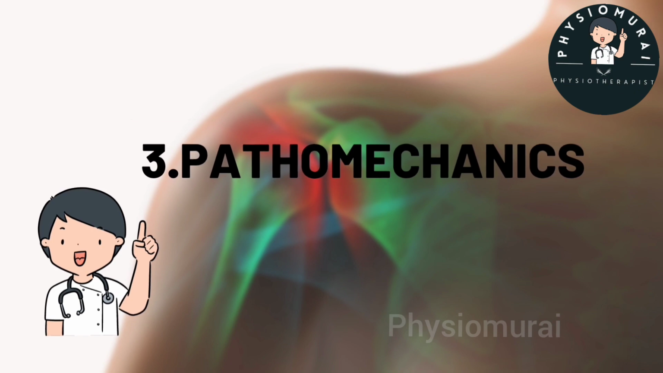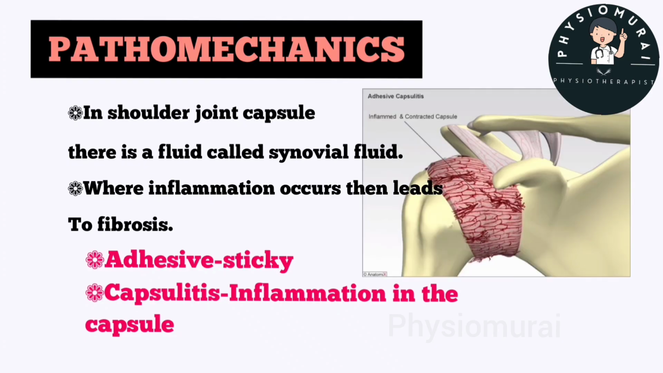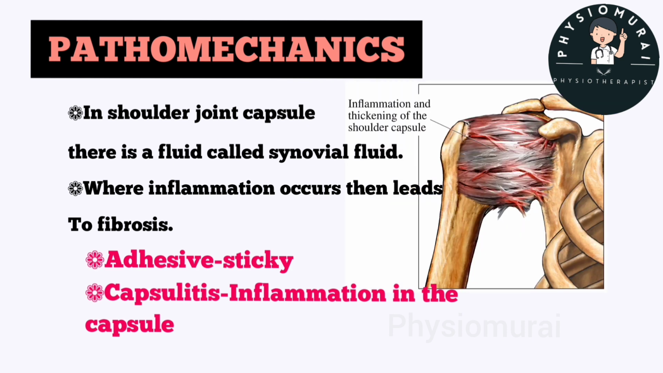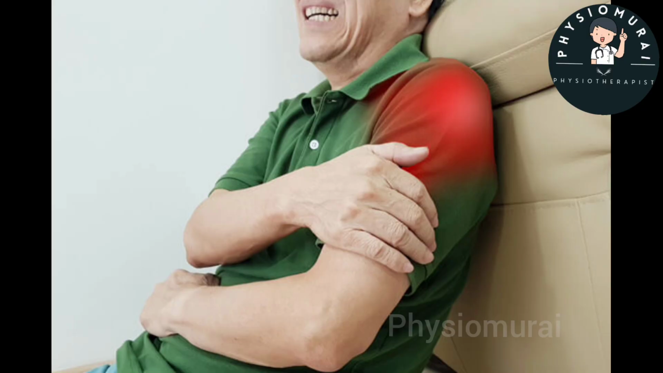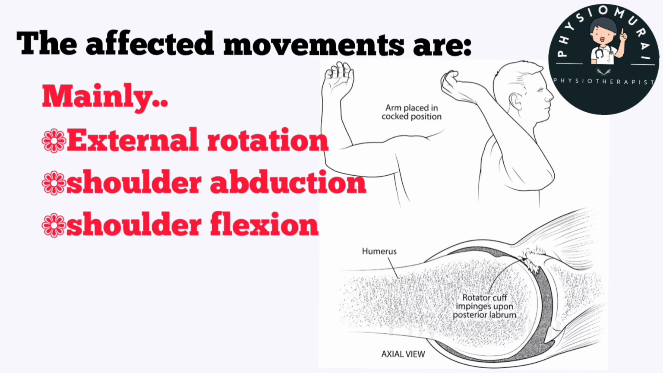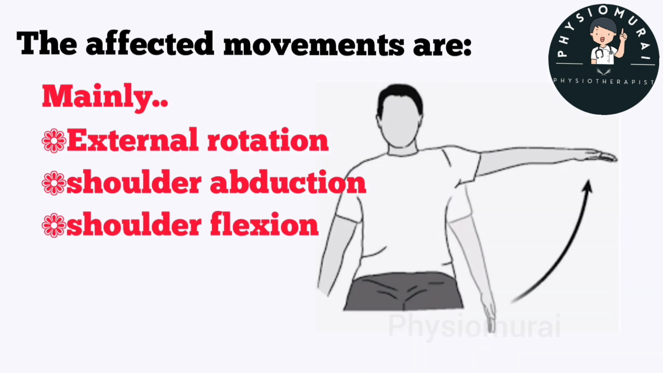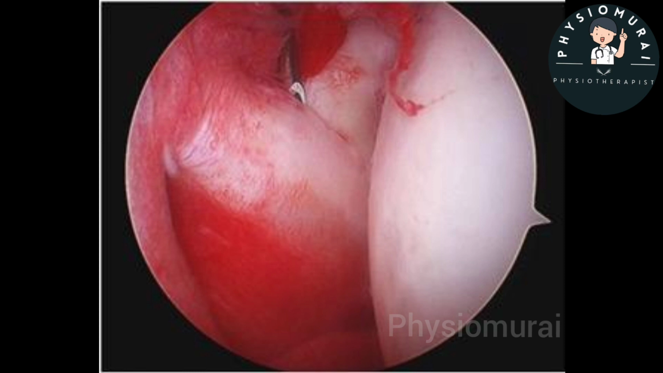Pathomechanics: In the shoulder joint capsule there is a fluid called synovial fluid. Inflammation occurs in the synovial fluid and then it leads to fibrosis. Due to adhesiveness, there will be no range of motion. It will be very tough to perform external rotation, shoulder flexion and shoulder abduction.